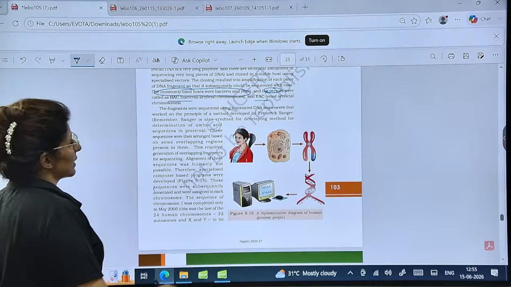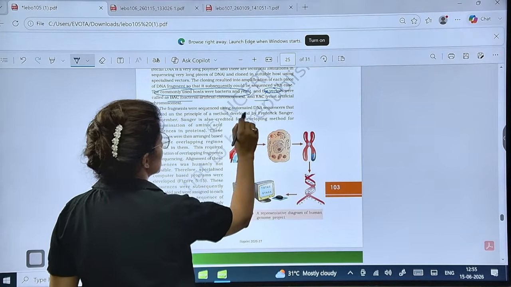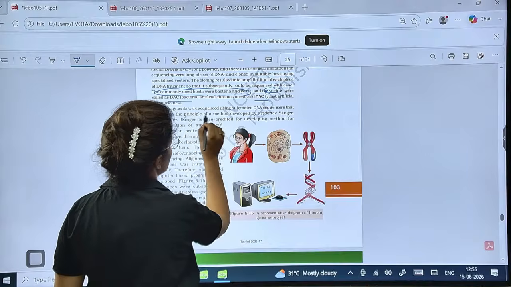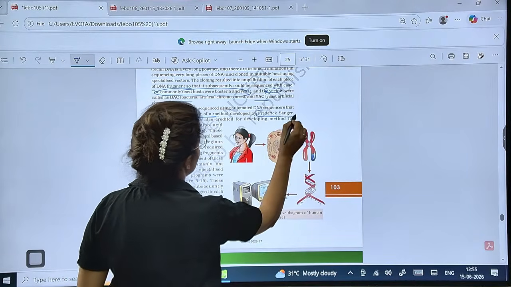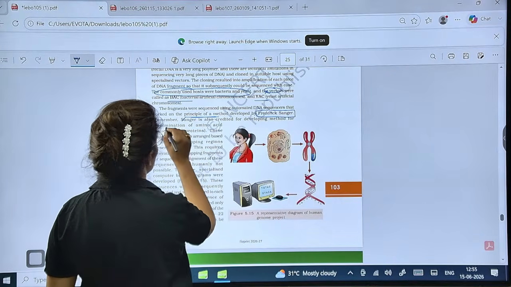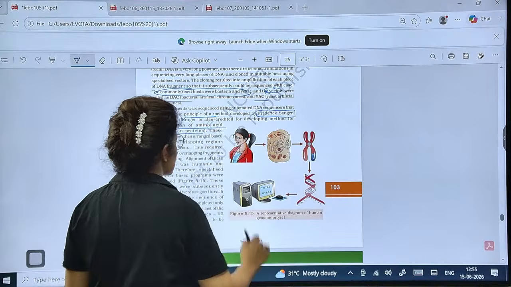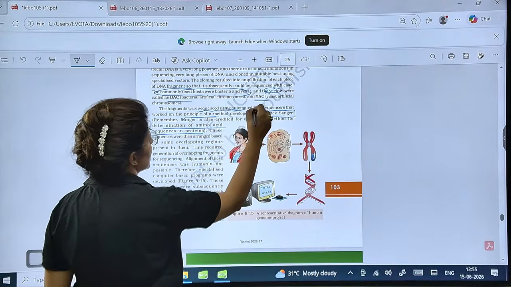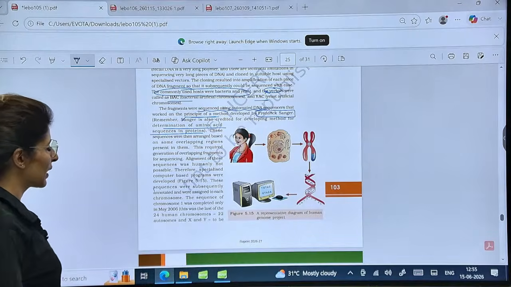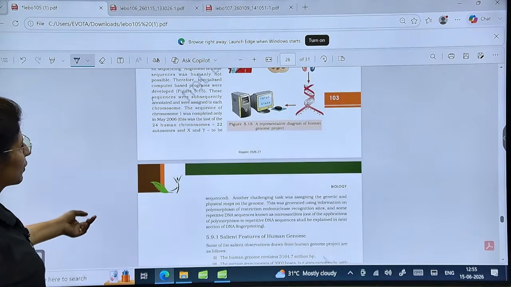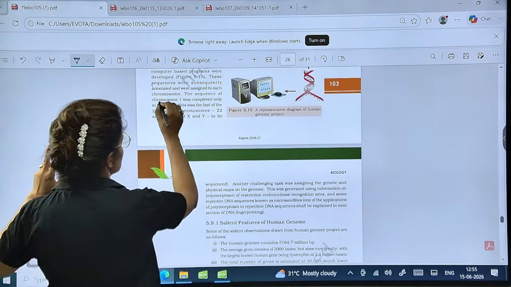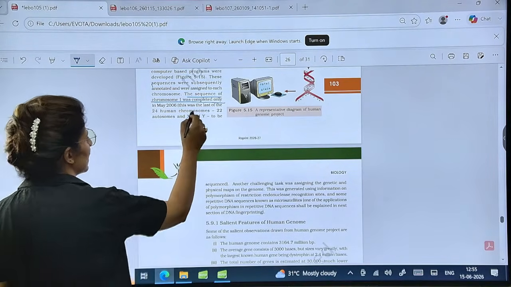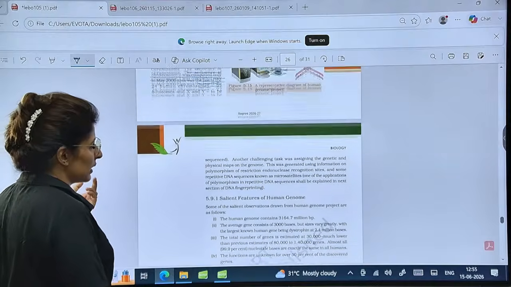Now here, there is another scientist. The fragments were sequenced using automated DNA sequencers, worked on the principle method developed by Frederick Sanger, credited for determination of amino acid sequences in proteins also. So this sequencing was done based on his principle. Is that clear to everyone? Now, the chromosome which was completed or sequenced in the end was chromosome number 1, the last to be sequenced. Clear?